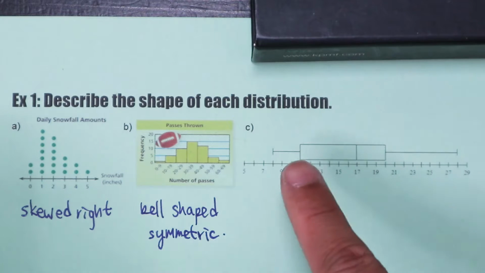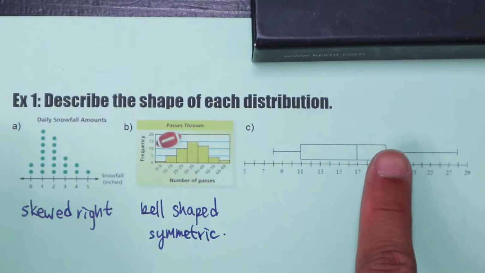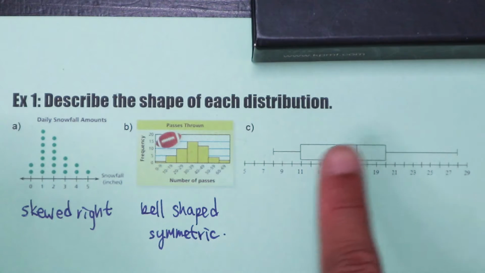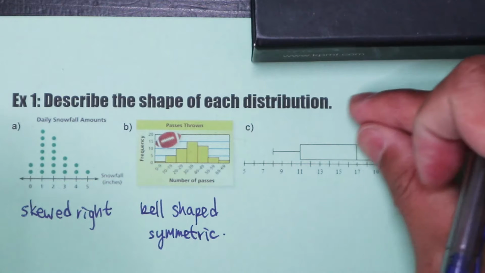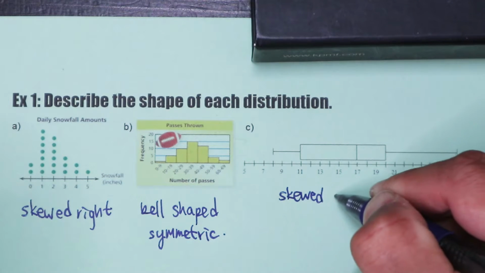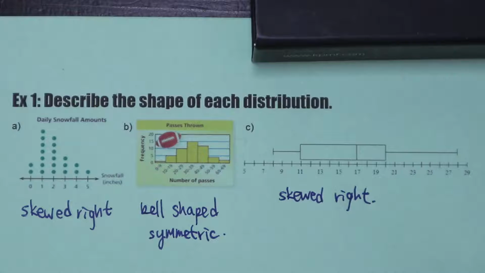Okay, and then for part C, I see that in this box plot, the tail on the right is much longer than the tail on the left. So we're sliding to the right. So this is also skew right. And that's how you determine the shape of each distribution.